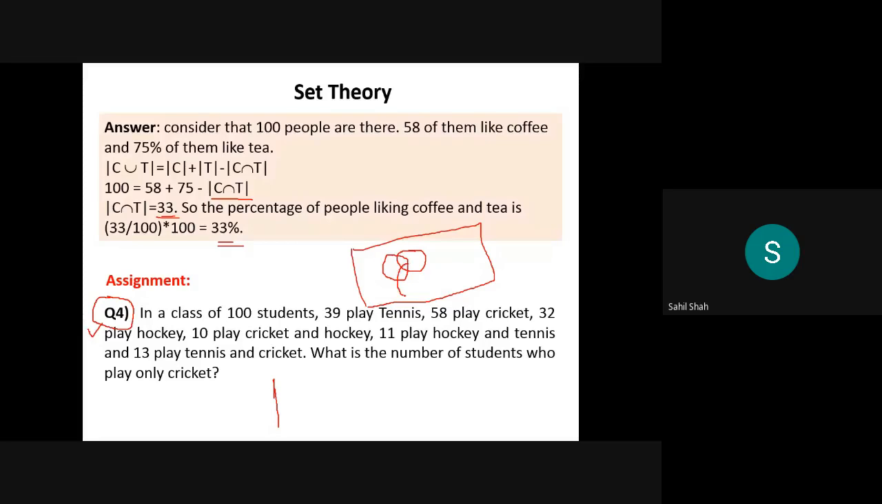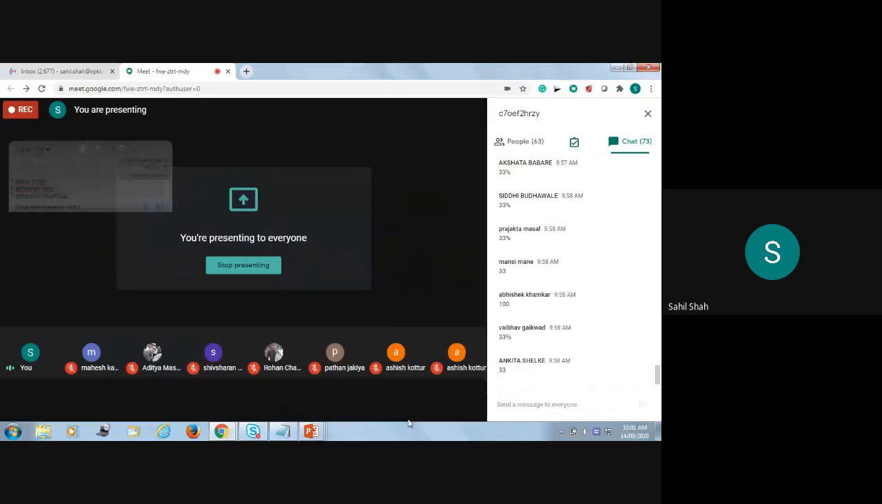I want only cricket, isn't it? So only cricket. You will be interested in finding this shaded portion, excluding anything which is shared with others. This one we have to find. What is the number of students who play only cricket? Have you taken the snapshot?